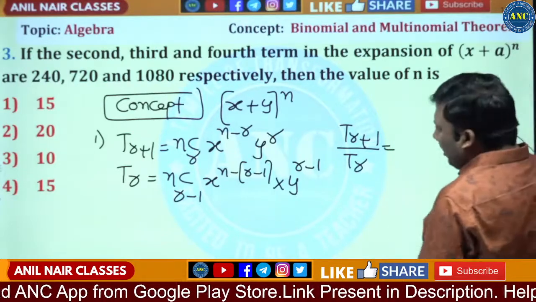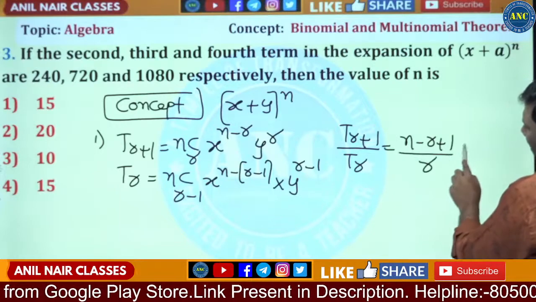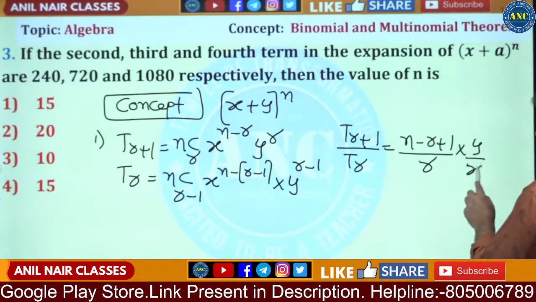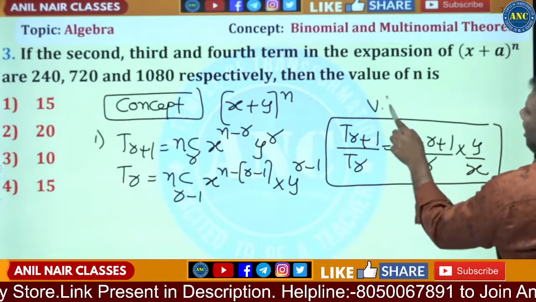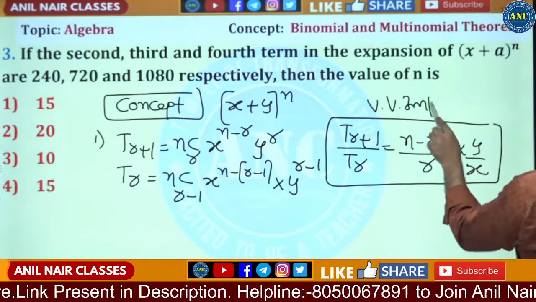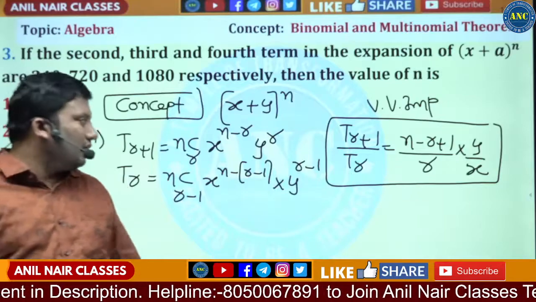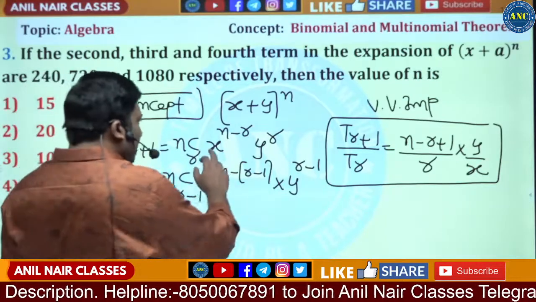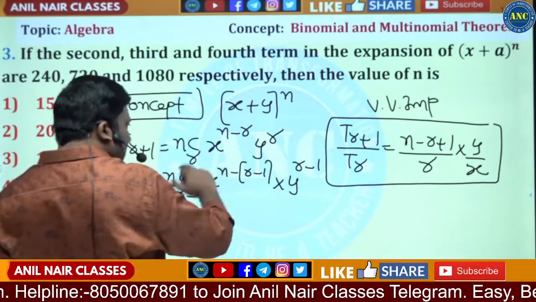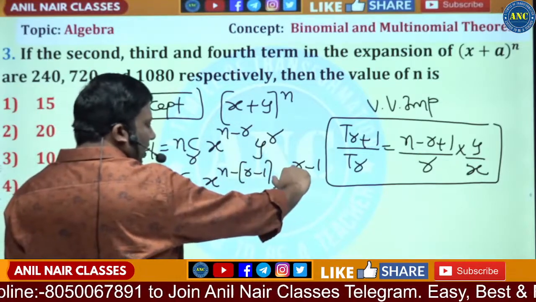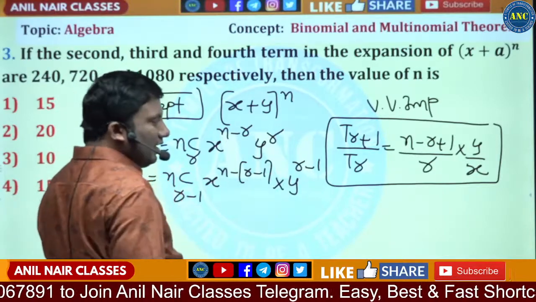If you do it, this will result in (n minus r plus 1) by r into y by x. Very, very important key point. T(r plus 1) divided by T(r) is given by (n minus r plus 1) divided by r into y by x. How did you get this? x power n minus r, x power n minus r. If you divide, y power r cancels, y will be in the numerator, x will be in the denominator.